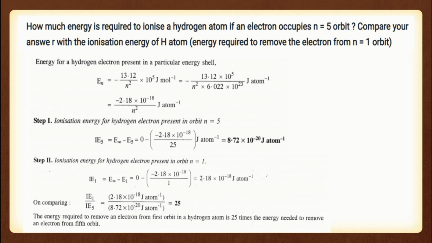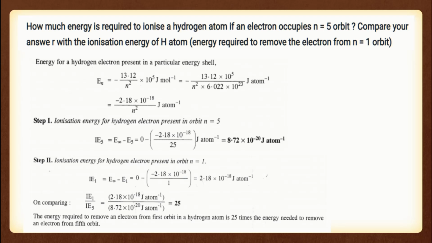How much energy is required to ionize a hydrogen atom if an electron occupies n = 5 orbit? Compare the answer with the ionization energy of hydrogen atom, which is the energy required to remove the electron from n = 1 orbit.